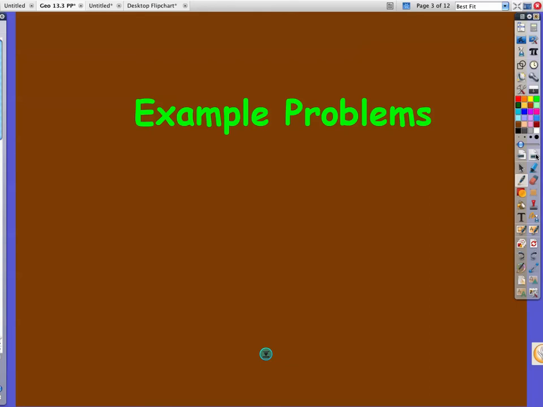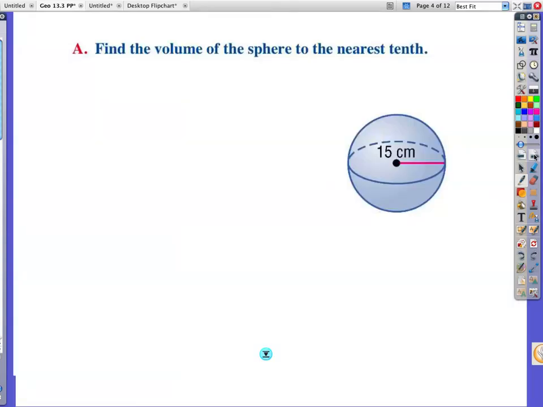All right, we're just going to keep going here with the example problems because I don't think it's going to take us very much to get through these. Find the volume of the sphere to the nearest tenth. So we're going to have 4/3 pi r cubed. The radius in this particular case is 15 centimeters. So I'm going to put 15 in for the radius. So 4/3 pi, radius is 15, and we're going to cube that.